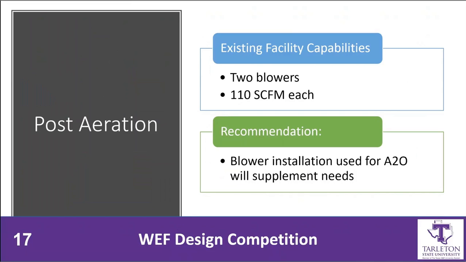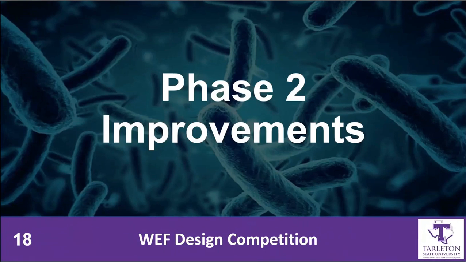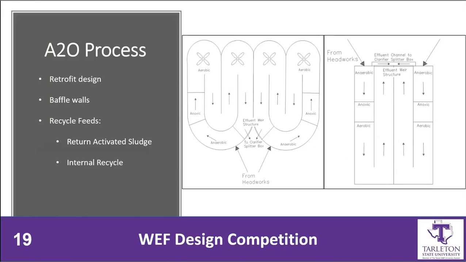Regarding post-aeration, at the moment the system in operation at the plant consists of 2 blowers capable of producing 110 standard cubic feet per minute each. We are recommending that the blower installation used for the A2O process also be used to supplement the needs of post-aeration. This reduces cost and maintenance from having 2 new separate systems. That is the extent of our design for Phase 1. Now we will move on to the conversion from chemical to biological phosphorus removal.